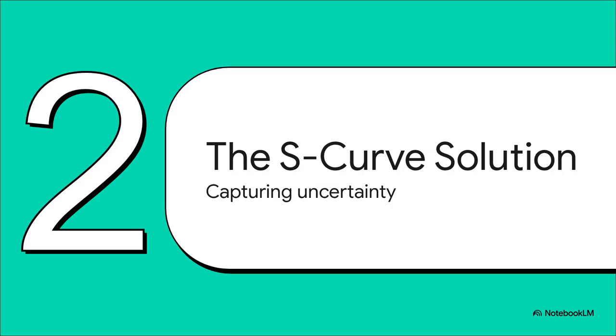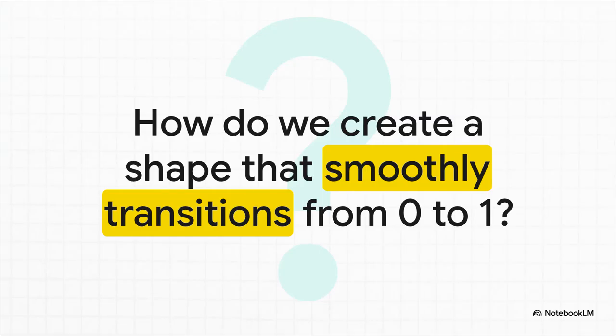So, if a straight line isn't the answer, what is? Well, that brings us right to section 2, the S-curve solution. We need to find a shape that can actually embrace that real-world uncertainty. The big question we've got to answer is this: what kind of shape can actually model that gradual shift? We need something that can start down at 0 for a definite no, end up at 1 for a definite yes, and crucially, move between them in a nice, smooth curve.